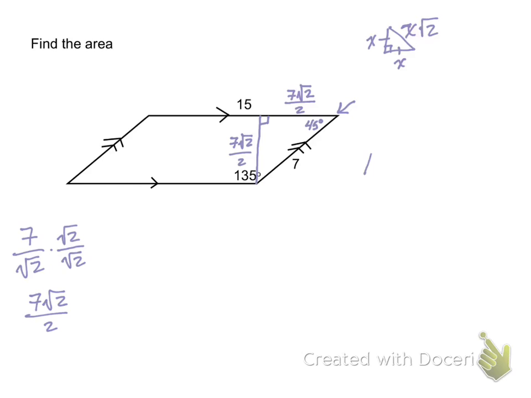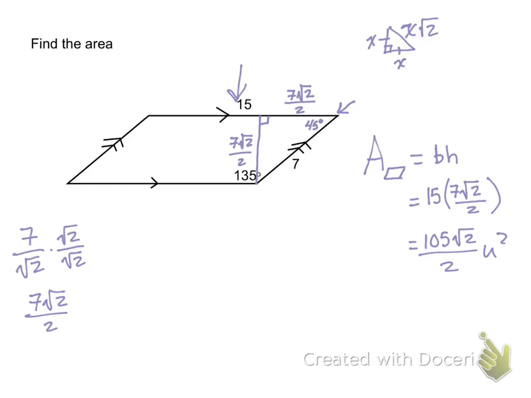And our area of a parallelogram is base times height. So in this case, our base is 15, because that's right there. And our height is 7 square root of 2 over 2. 15 times 7 is 105. And we can add that square root of 2 over 2. And that is the area of our parallelogram.